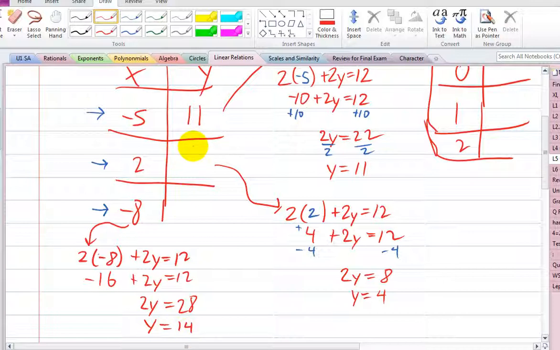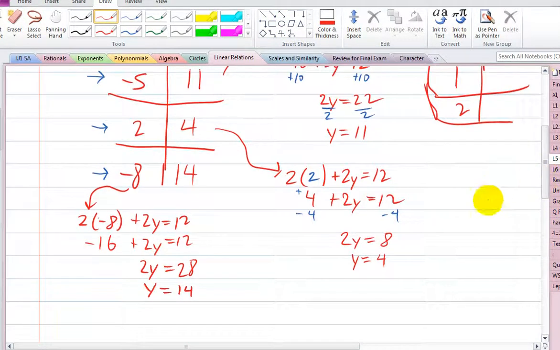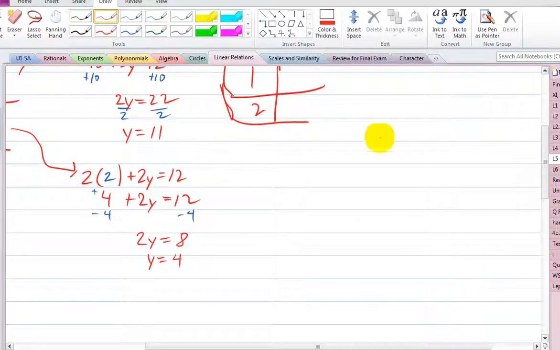So here y equals 4, 14. Okay, now you can graph that. So what we're going to do is just quickly graph that right here. Actually, I'm going to need a bit of space. I'll show you how to create your diagram.